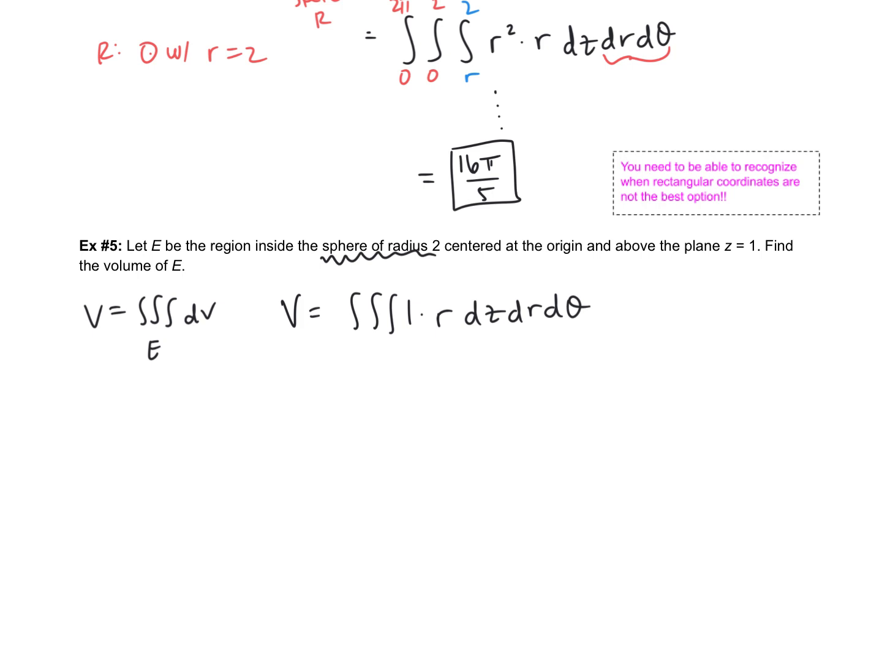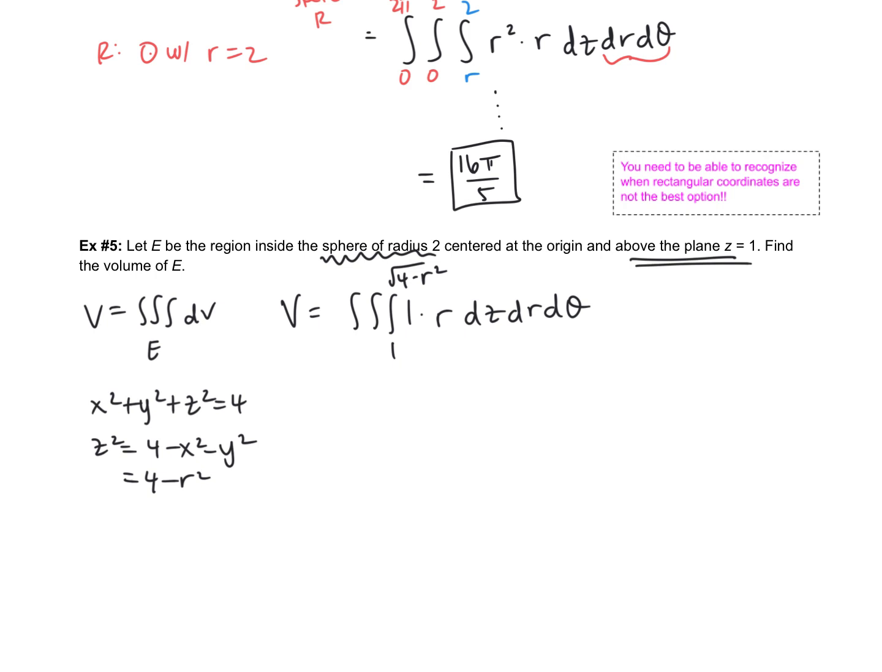And we are looking at the portion of the sphere above the plane z equals 1, which means that z is going from 1 to our sphere. So the equation of our sphere here is x squared plus y squared plus z squared equals 4. So then we get z squared is equal to 4 minus x squared minus y squared, or 4 minus r squared, which means that z is going up to the square root of 4 minus r squared.